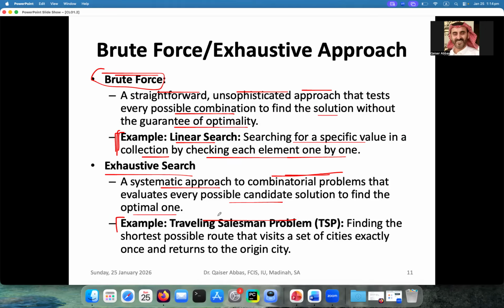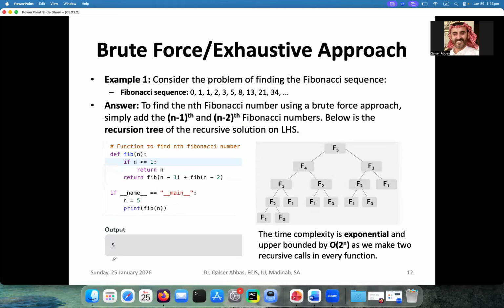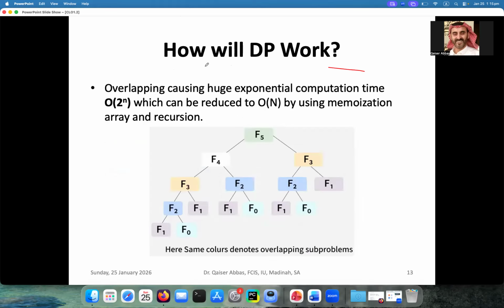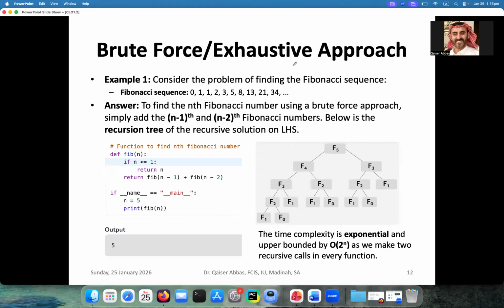That is the traveling salesman problem. And you have to find the shortest path. This is also an objective. So this problem lies in the category of exhaustive search. Now there is one example for this brute force and exhaustive approach. Take this, and after that we will come back to our DP topic. You will also get an idea of DP with this example.